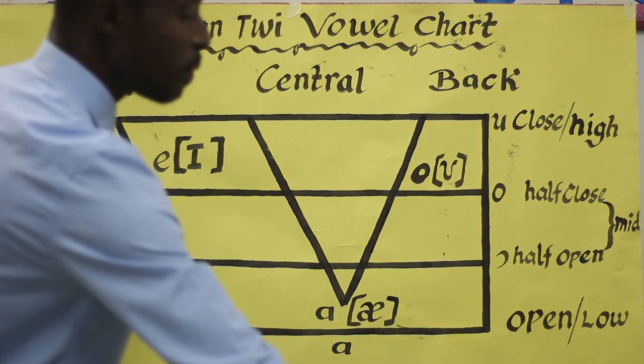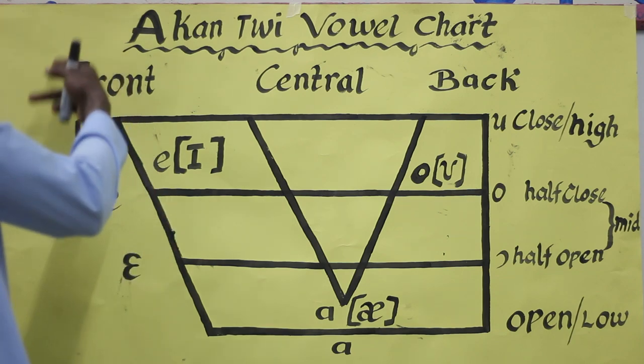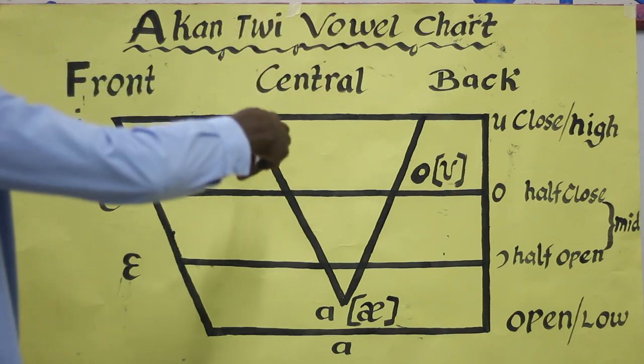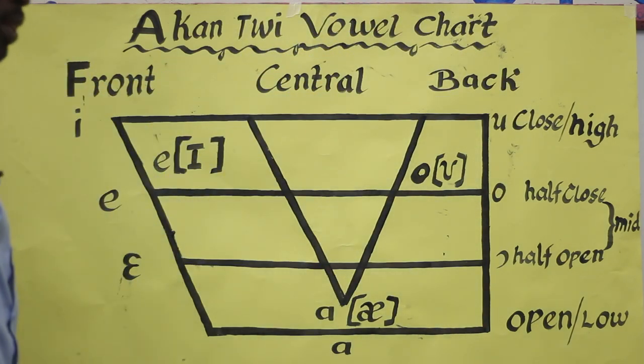Right, and so these are the back vowels. Looking at the part of the tongue that is used in the production of these sounds, we have the front part of the tongue, we have the central part of the tongue, and we have the back part of the tongue.